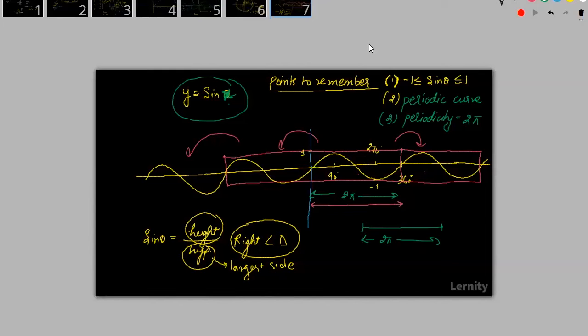For example, suppose I am at 90 degree. At 90 degree, I am standing at x equals 1. I am standing at this point, right? So after moving 360 degree, I should also come back to the same position. Either in this direction or in this direction, that does not matter.